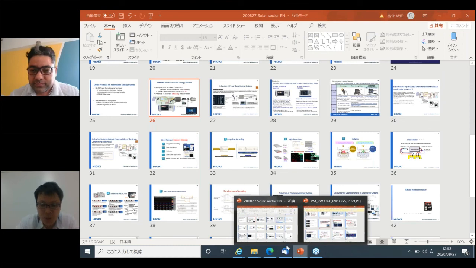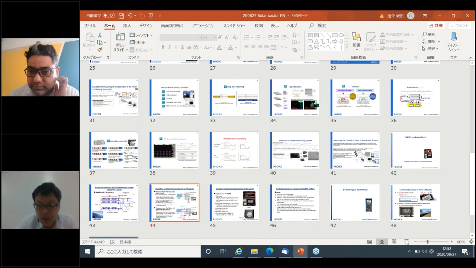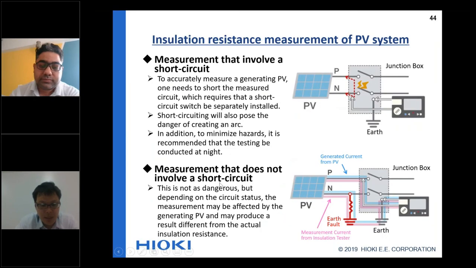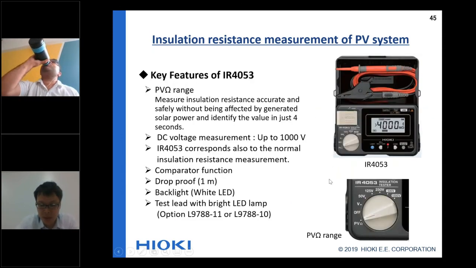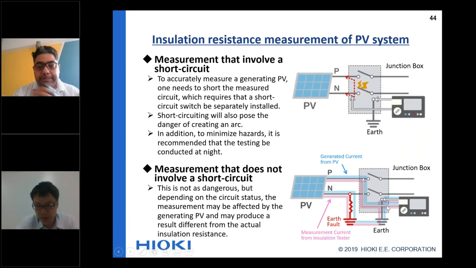Okay, so as I told you, I will show the diagram again. These are another competitor's method right now. This is dangerous. This is not accurate. Our IR4053 is also the same as this: you need to measure from S to P and S to N. But because of the S slope, you can measure accurately. That's why our IR4053 PV ohm rate can measure 2 times.